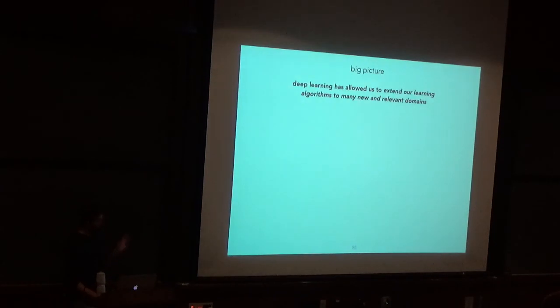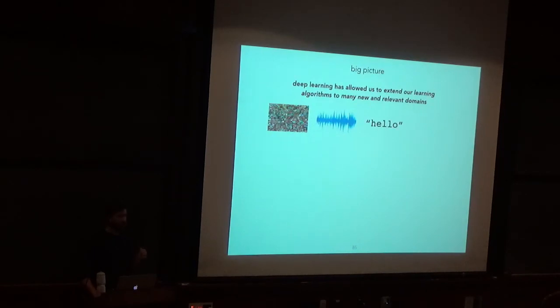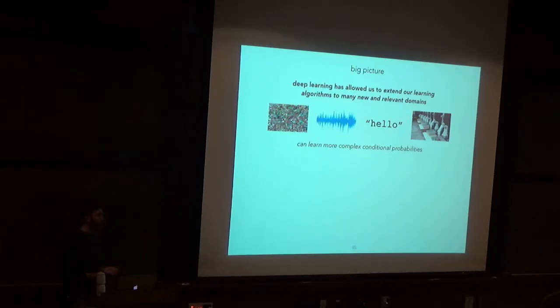So why are people excited about deep learning? Well, it's allowed us to extend a lot of learning algorithms that we already had to new and relevant domains, like image classification and detection, speech modeling and classification, text modeling, and even robotics. So some people have applied this to grabbing, picking up objects. And really, deep networks are just allowing us to learn more complex conditional probabilities. The algorithms themselves are largely the same as they were before deep learning. Not a whole lot has changed.